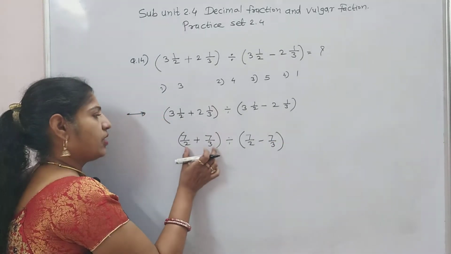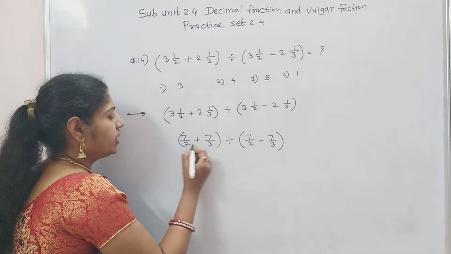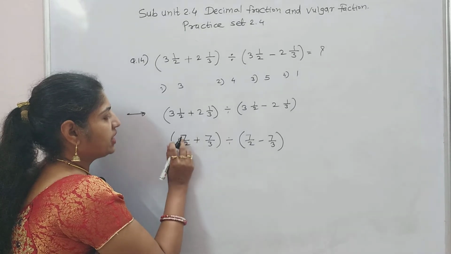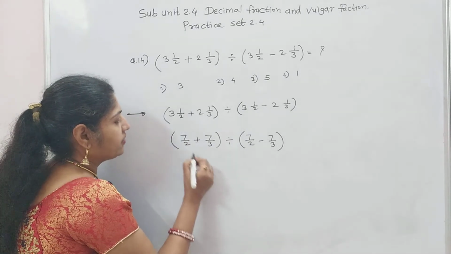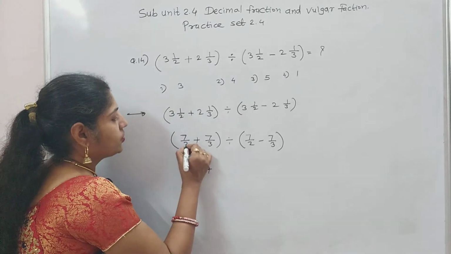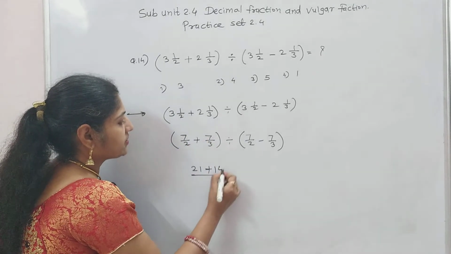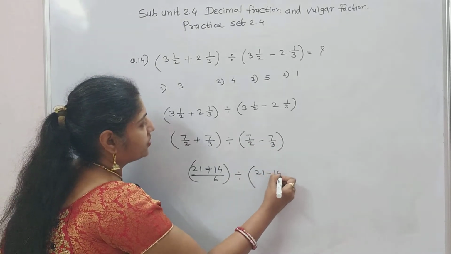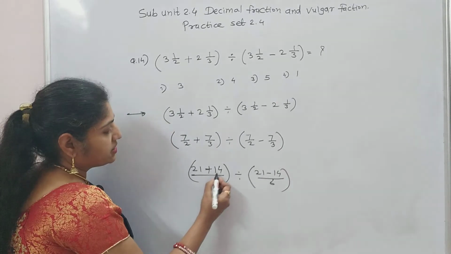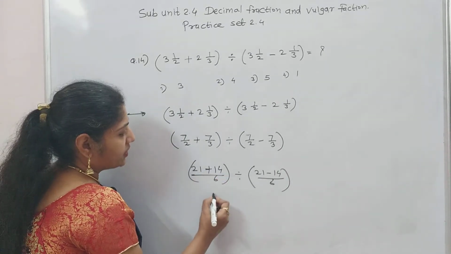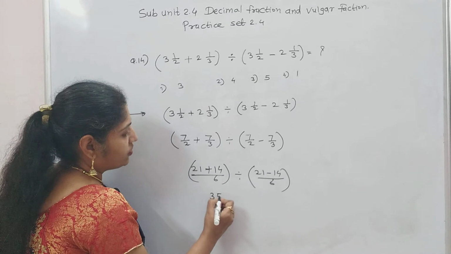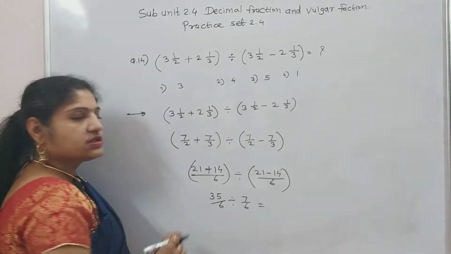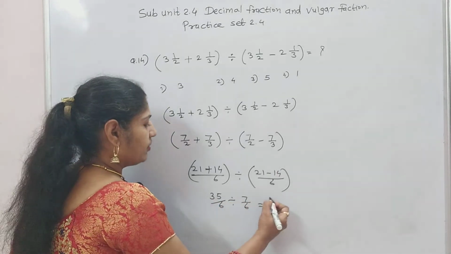Now addition of two fractions, denominator is not equal, by cross multiplication. By cross multiplication, 7 3s are 21 plus 2 into 7, 14/6. Division: 7 3s are 21 minus 14/6. Answer, addition of these two numbers, 35/6 division 7/6.